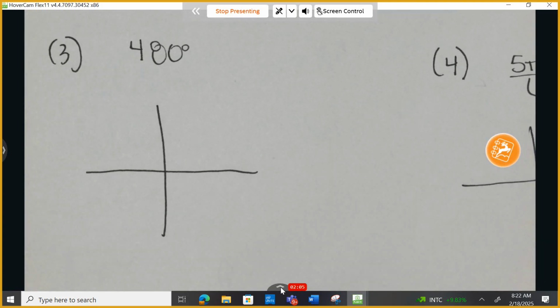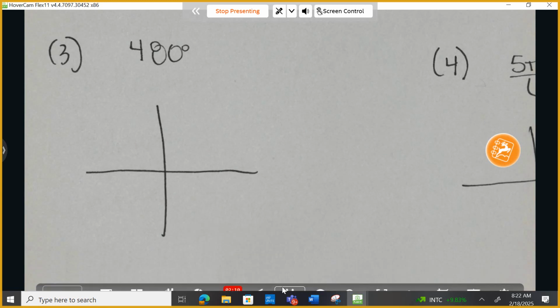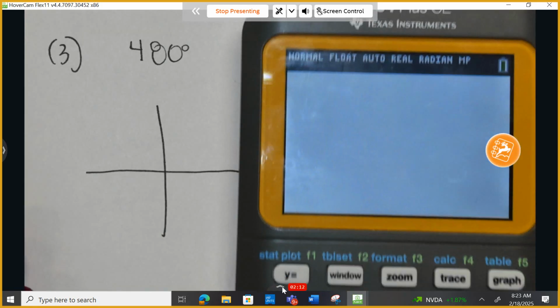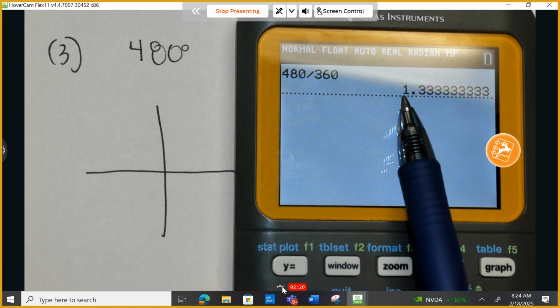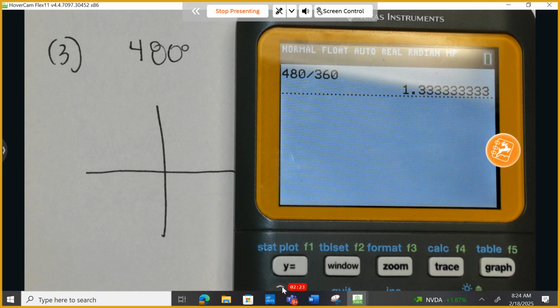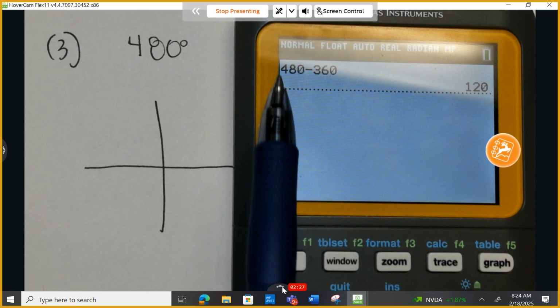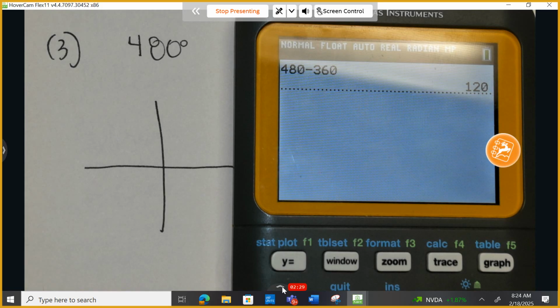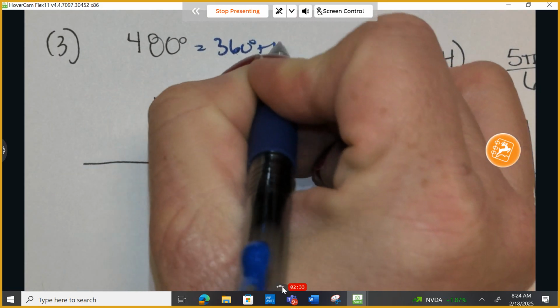Here's your next one. You have 1 minute to locate 480. This is a tricky one. So I recognize that 480 is greater than 360. In fact, as I showed you last week, if you divide by 360, this says there will be one full revolution and a little bit more. So I'm going to start with taking away 360. That's the one revolution. That means 480 is comprised of 360 plus 120.